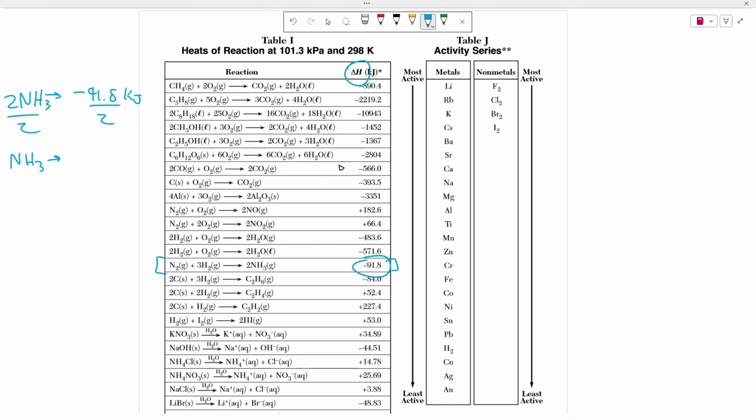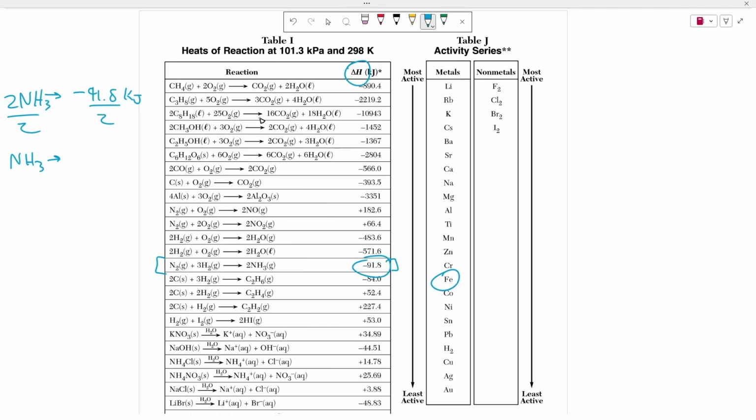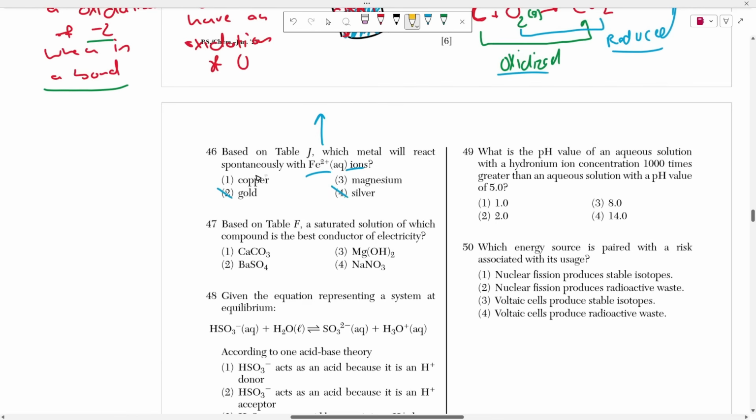So if we look at table J, here we have Fe right here. And then if we look at the metals here, silver, gold, and copper, silver is right here, gold is right here, and copper is right here. These are all less excited or less active than the iron, so they won't react with the iron. What will react with the iron is this magnesium up here. The magnesium is more active, and as a result, it has more energy to go ahead and react with this Fe, which means that the magnesium will be the metal that will react, okay?